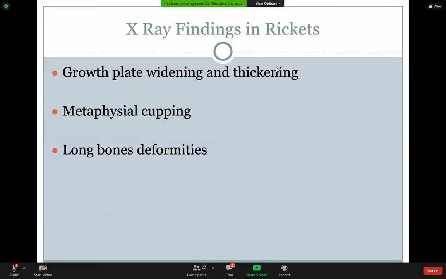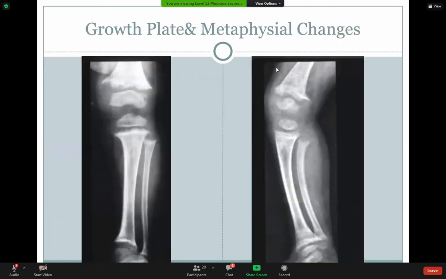X-ray findings in rickets: the growth plates are widened and thickened. The metaphysis becomes cupped, so they have metaphyseal cupping, and they have long bone deformities, as we said, varus or valgus. Most commonly, it is varus. So you can see here the growth plate is widened around the knee, and the metaphysis has cupping, like flaring.